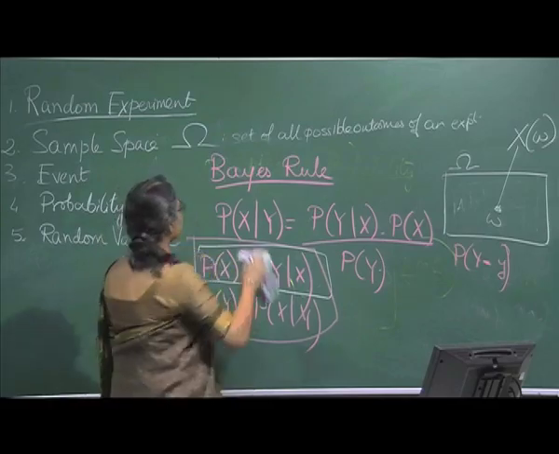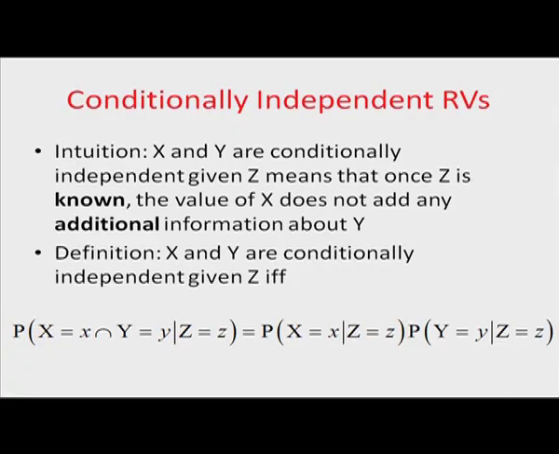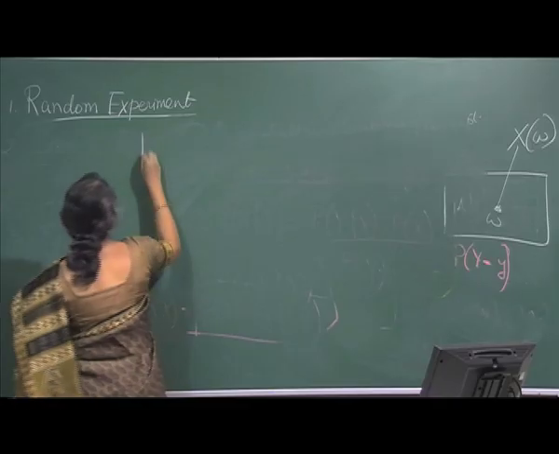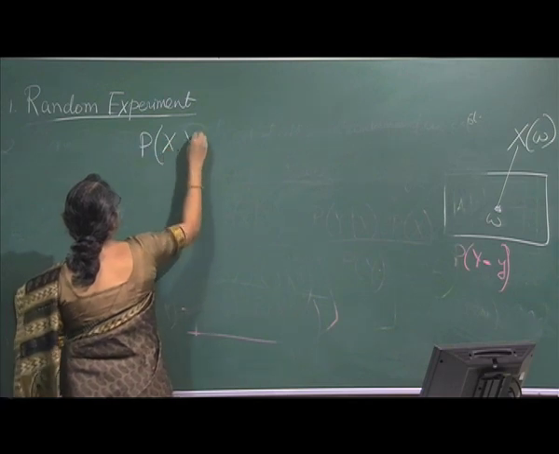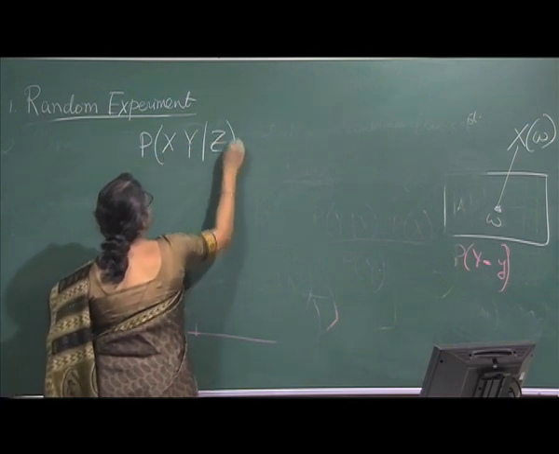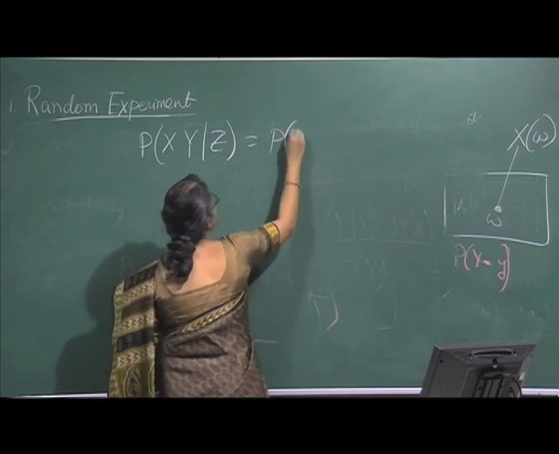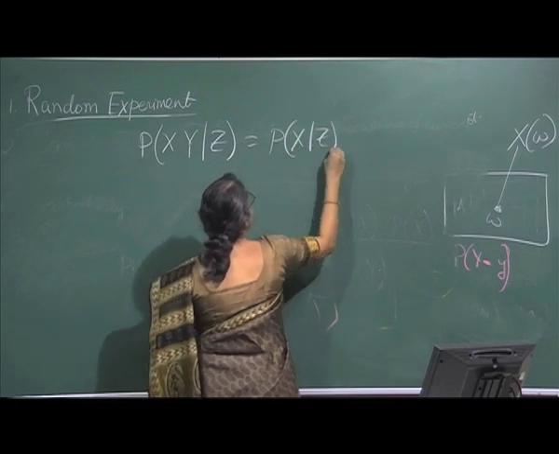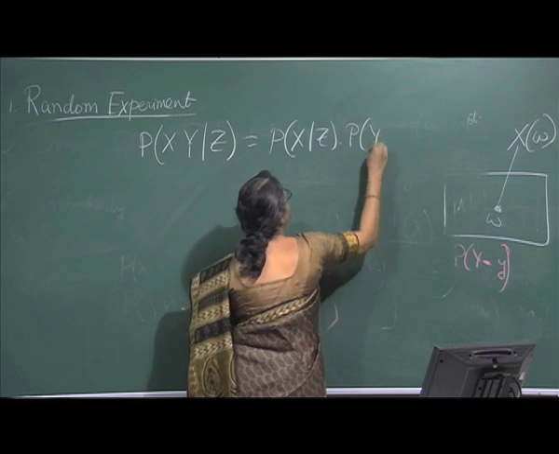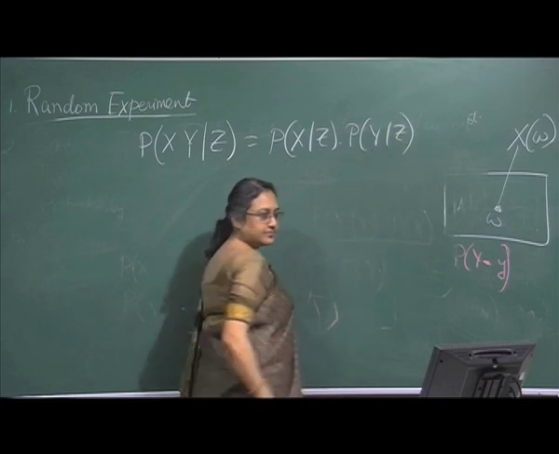So in shorthand, we can write conditional independence means probability of x y given z equal to probability of x given z times probability of y given z.